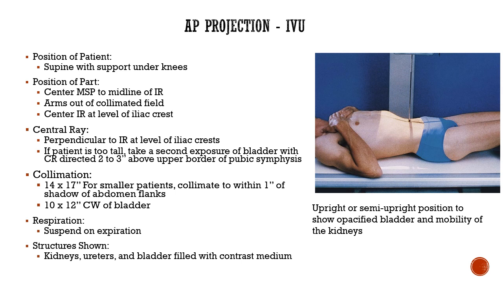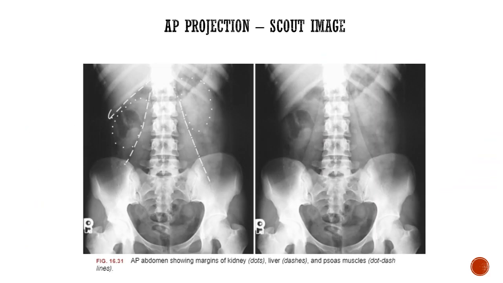Afterwards, we'll suspend at expiration just like we would for any abdomen images, and after we inject the contrast, we'll see the kidneys, ureters, and bladder filled with the contrast media. Prior to injection, we're going to see an image like we will on the next slide. So this would be a typical scout image.